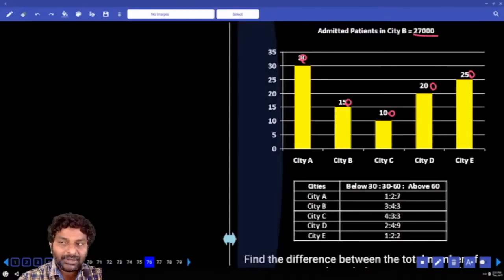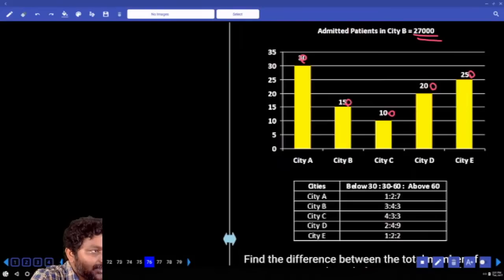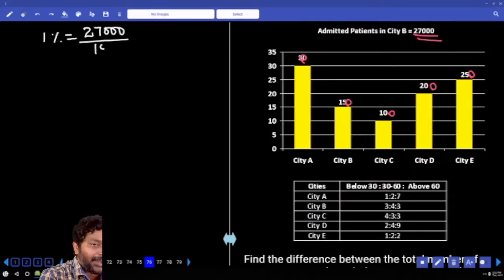What is this 27,000? 150%. Are you able to follow? Now 1% value is equal to 27,000 divided by 150. How much is this? 120 or 180? 180. That is the 1% value. Is it clear? Right. How many cities do we have?